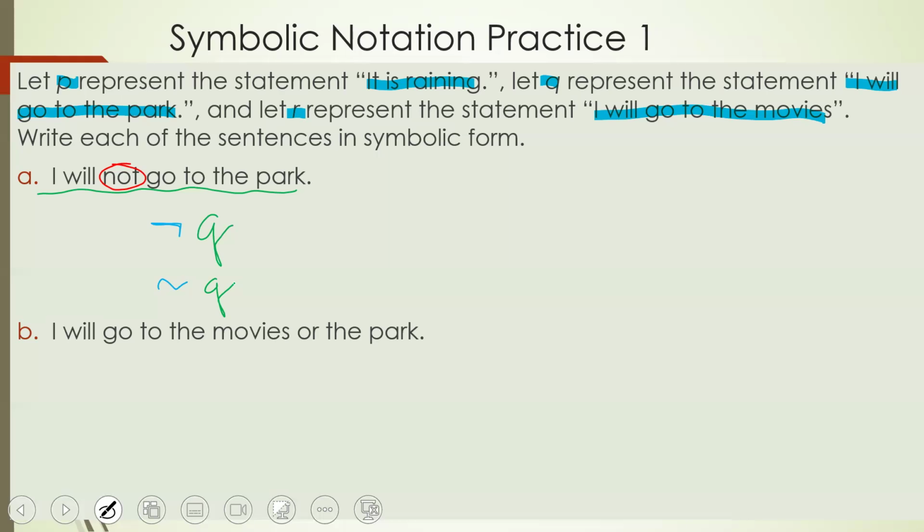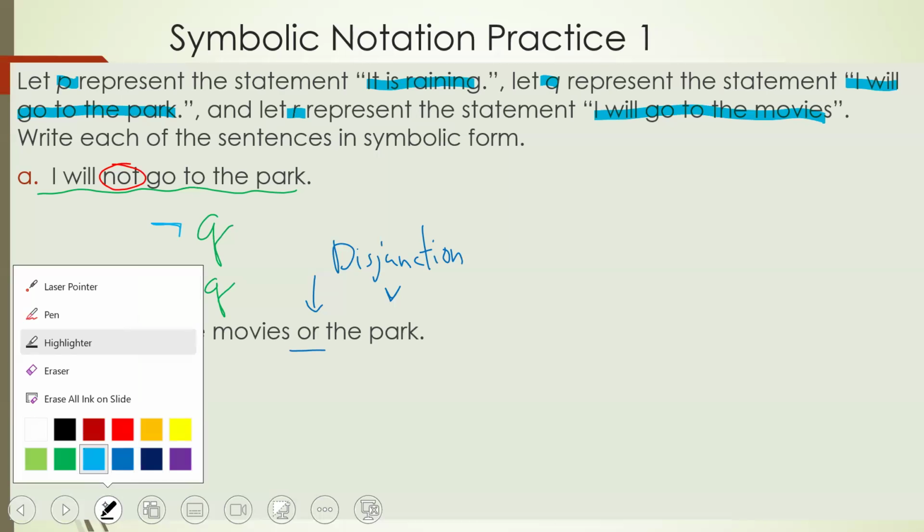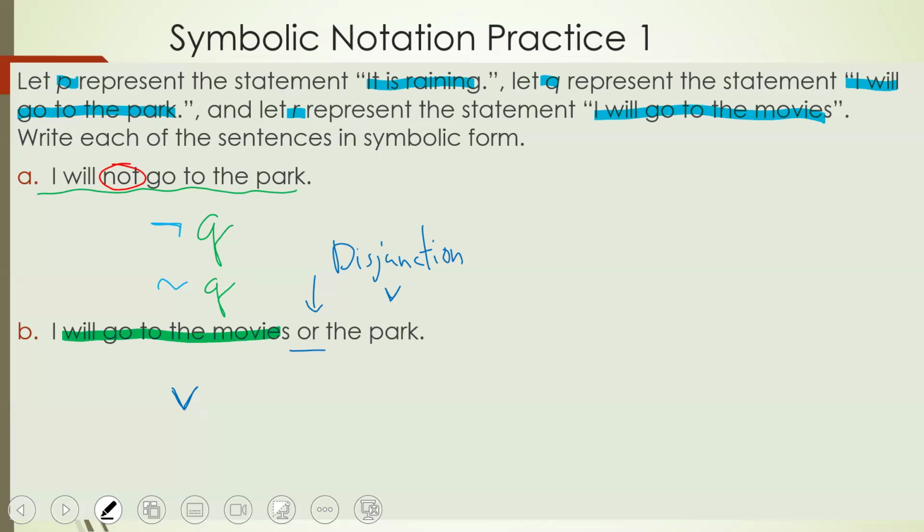The next one, I will go to the movies or the park. Now when I look at this, I see that word or in there, which I know means we're discussing a disjunction. And we know that in disjunction, symbolically, we use that letter V to represent those. So I know that in the middle of my statement, I'm going to have the V to represent the or. And then I'm going to look at the two statements that are given. So the first one is, I will go to the movies. If you look up above, that is represented by the letter R. So I'll put R in the place of that.